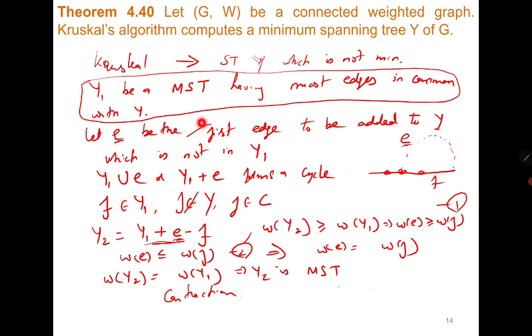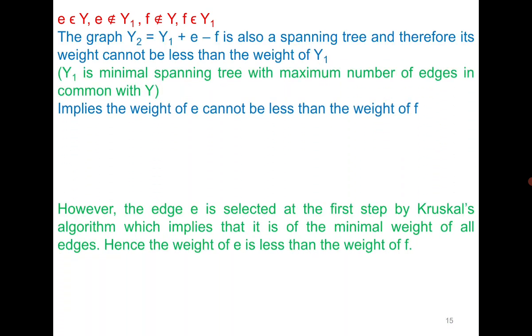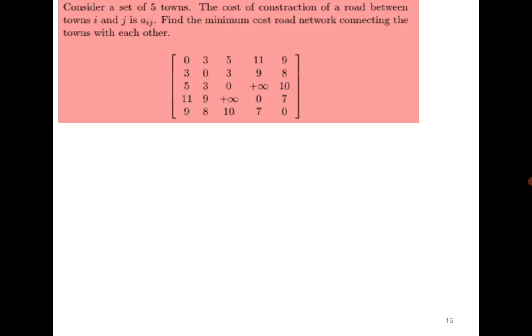And therefore, I can say that we started with the contradiction, we end up with the contradiction, and this concludes that Kruskal's algorithm computes a minimum spanning tree. So the proof can be read later in detail, but let's move to the next question.